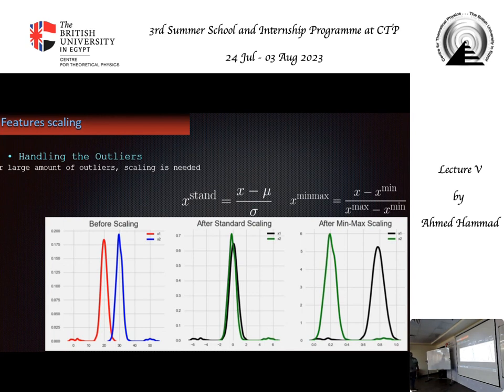The point is that if the negative values in my data set matter, then I do standard scaling. If the negative values are not of much importance, then I can do min-max, because min-max is always between 0 and 1, so there are no negative values here. And in most cases, when we deal with images, we do min-max scaling.